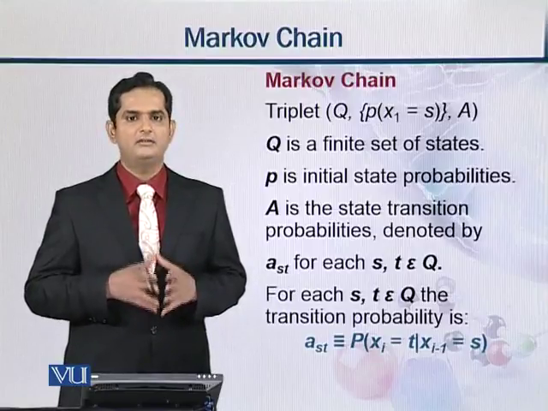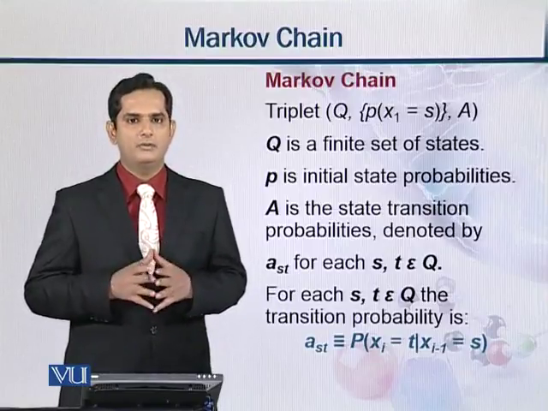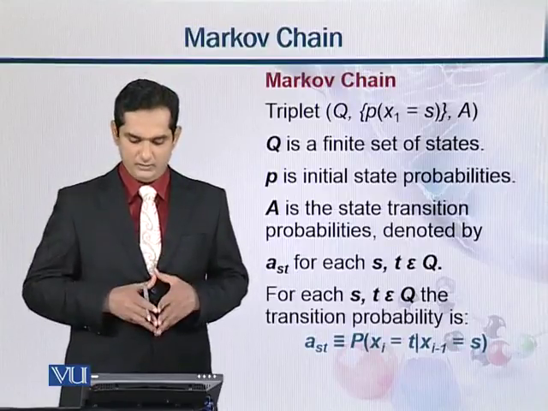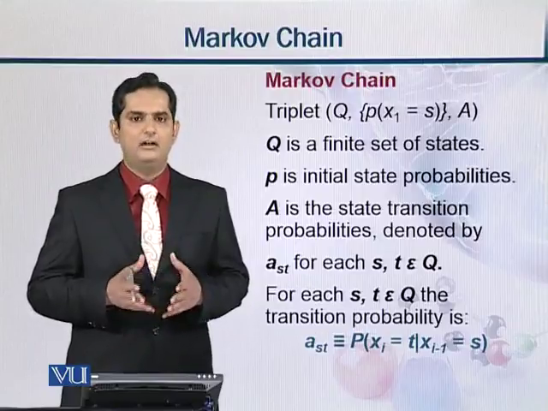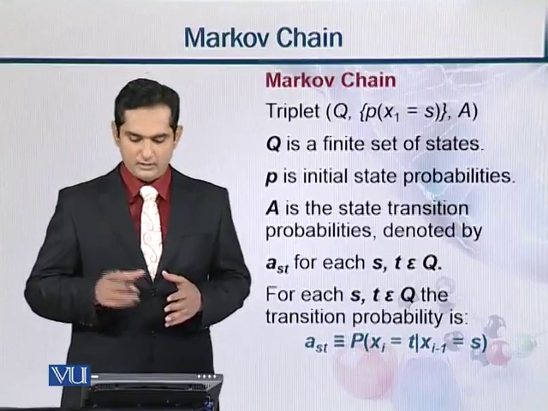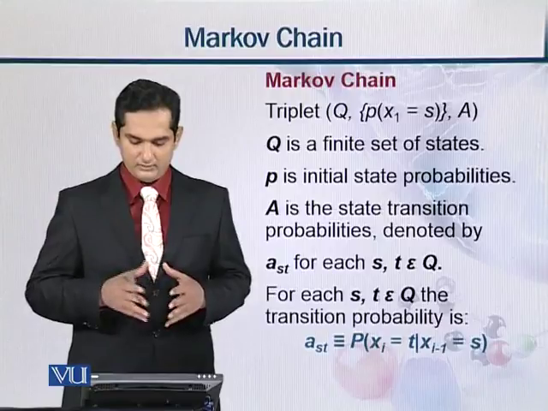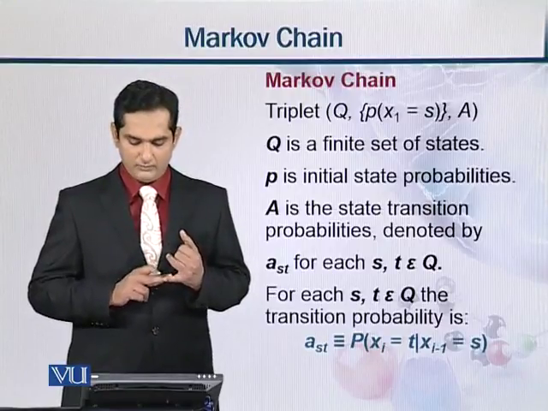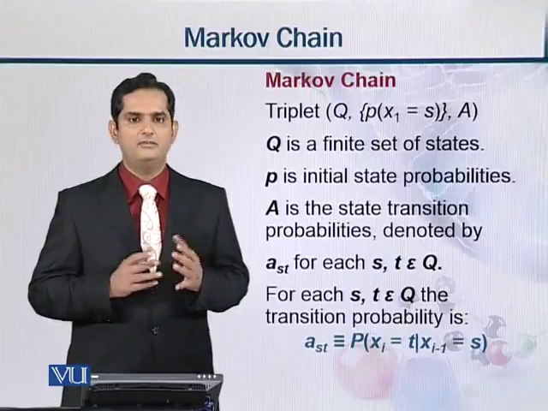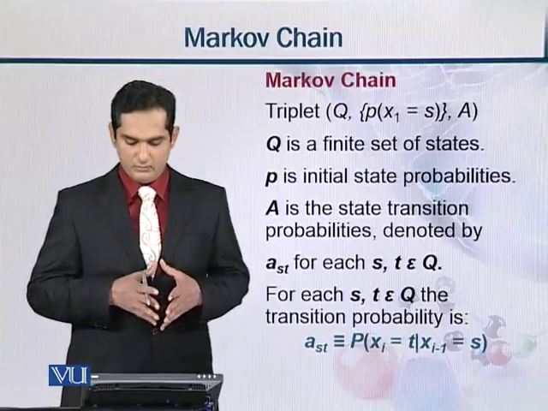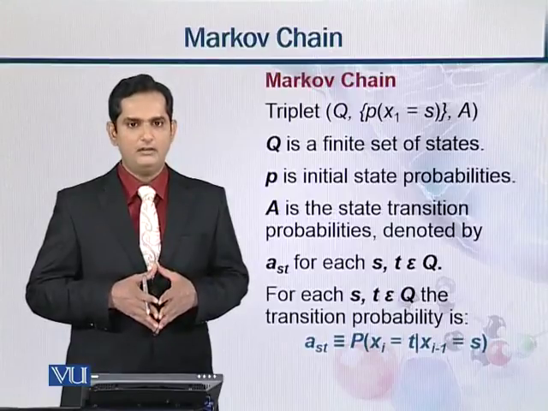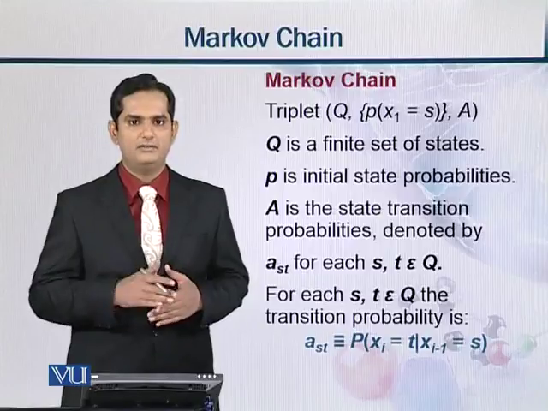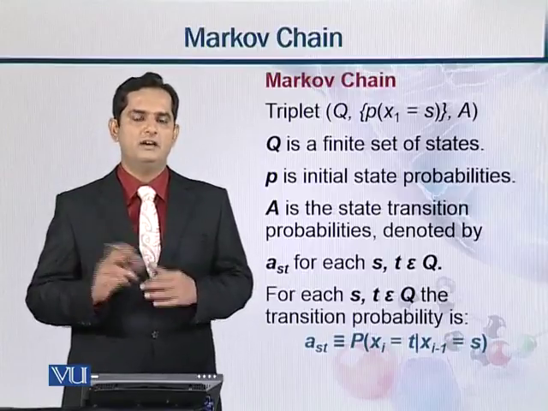A represents the transition probabilities, meaning when it moves from small state s to the next state t, and this information should be in the set of complete states Q. So for each state s and t in Q, the transition probability is a_st, which is equal to the probability of Xi equal to t, given Xi minus 1, the previous state, equal to s.